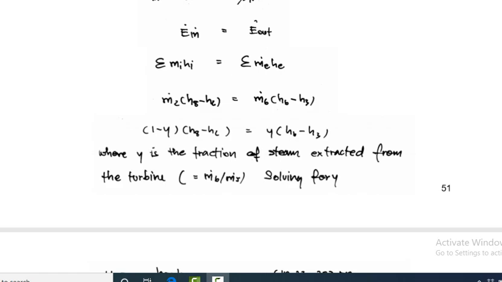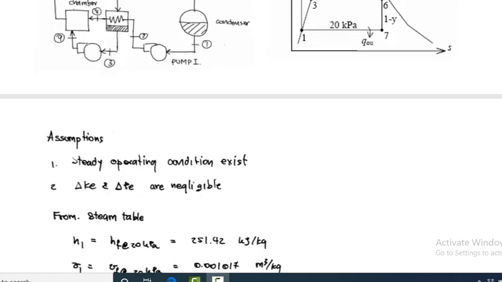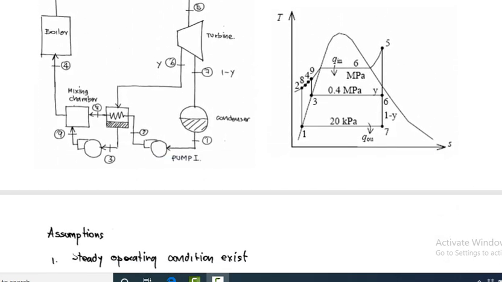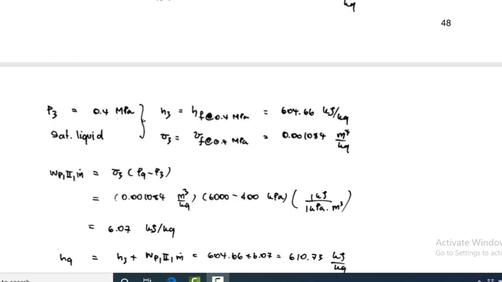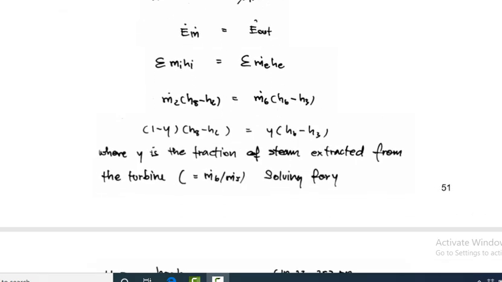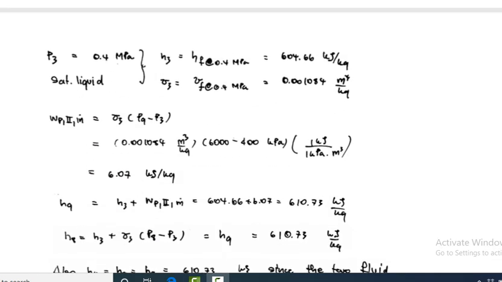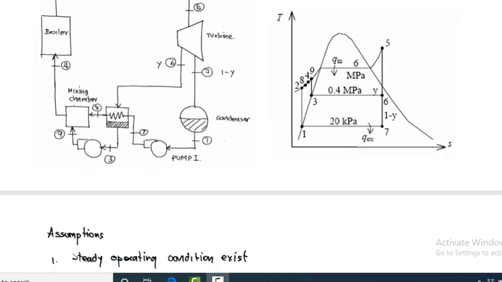Listen, go to h8 minus h2 again. This is the point 8 and this point, the area from 8 to 2, the pump work region. And then again h6 minus h3, this is the 6 point and 3 point, and this center point is the closed feed water heater. So 6 to 3 and 2 to 8.